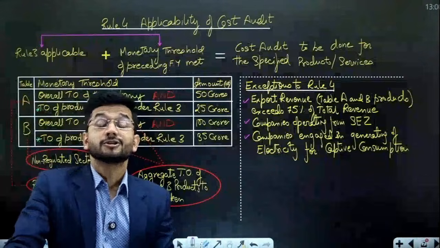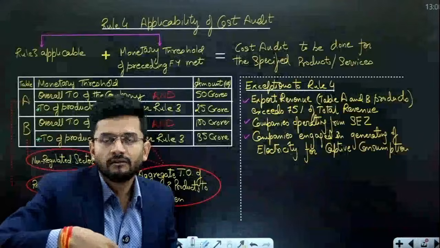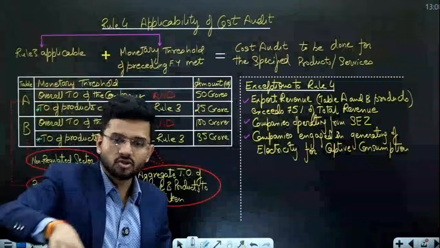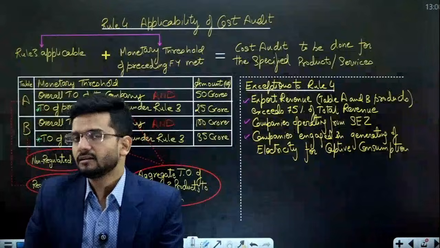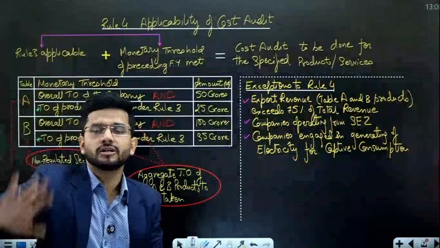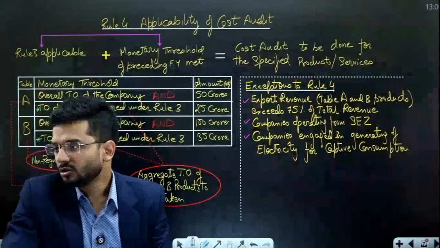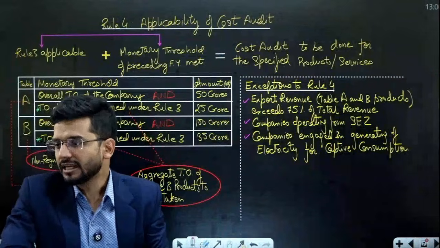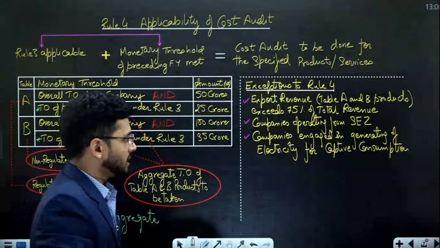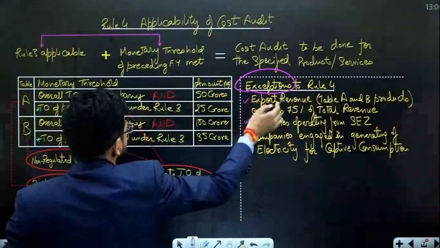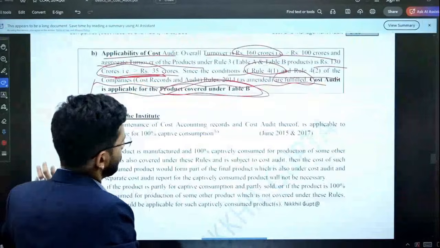But still, if electricity is only used for captive consumption, which means you are producing electricity and consuming it within your own factory, then you are exempt from cost audit. Cost audit is not required to be conducted by you for this particular electricity. Okay, sir, we got it. So these are the exceptions to rule 4.